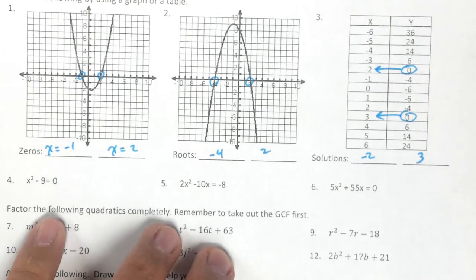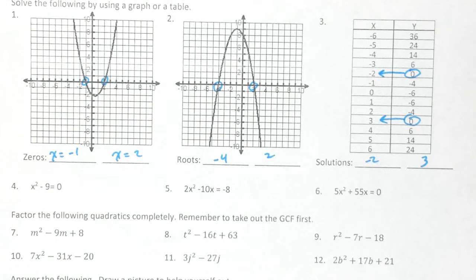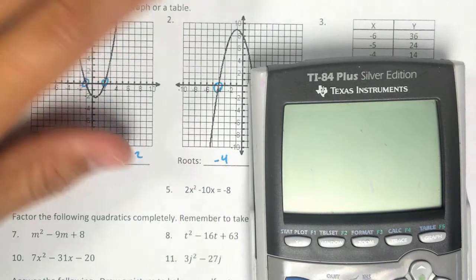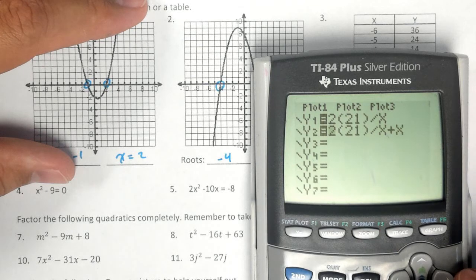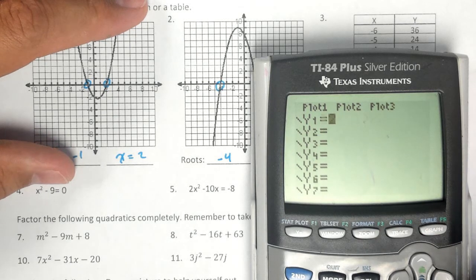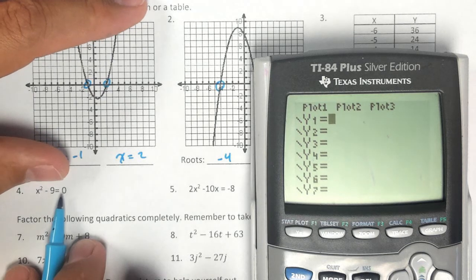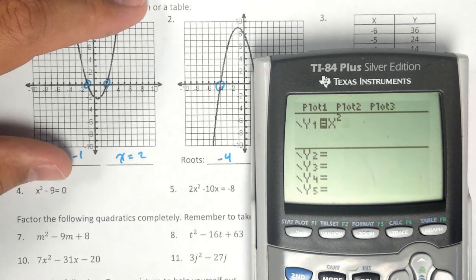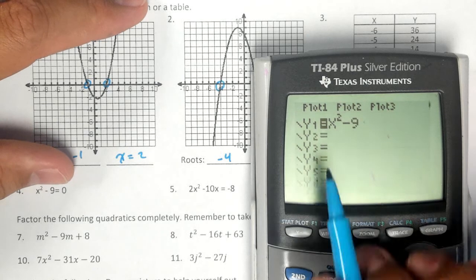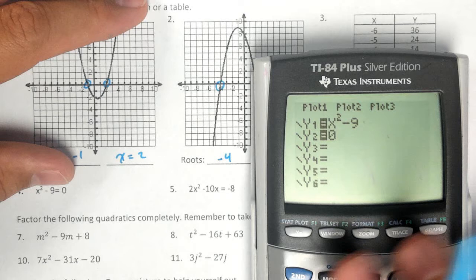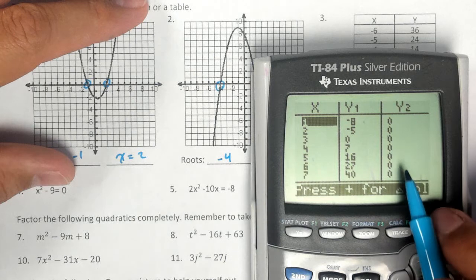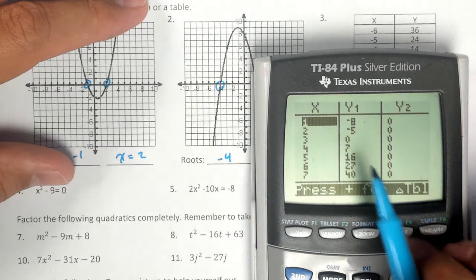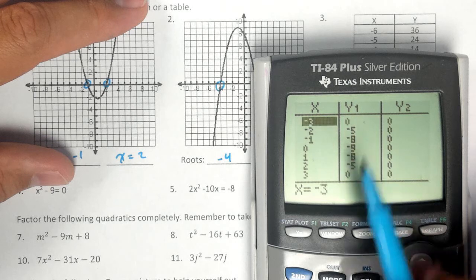Now I have these down here, the 4, 5, and 6. I'm not given a graph or a table, so I've got to make those on my own with the graphing calculator. I'm going to clear out what's already in my calculator and type this in here. I want to know where it equals 0. So I have x squared minus 9, and I want to know where it crosses 0, the x-axis. So I'm going to go to the table and find where my y1 hits 0. I see one there, and I found the other one there.